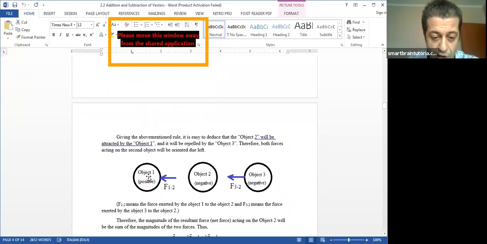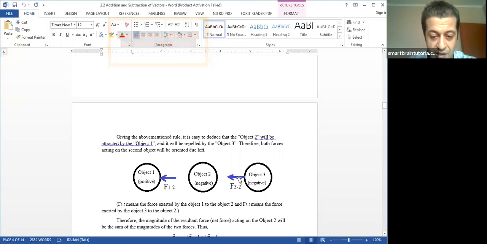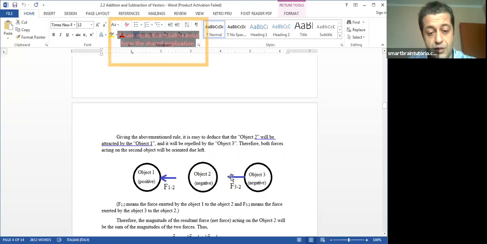What happens with object 1? It attracts object 2. So the arrow, the vector, must be in this way. But what happens with object 3 to object 2? It pushes it. So again, the vector must be on the left. So we have to find the resultant force acting on object 2.